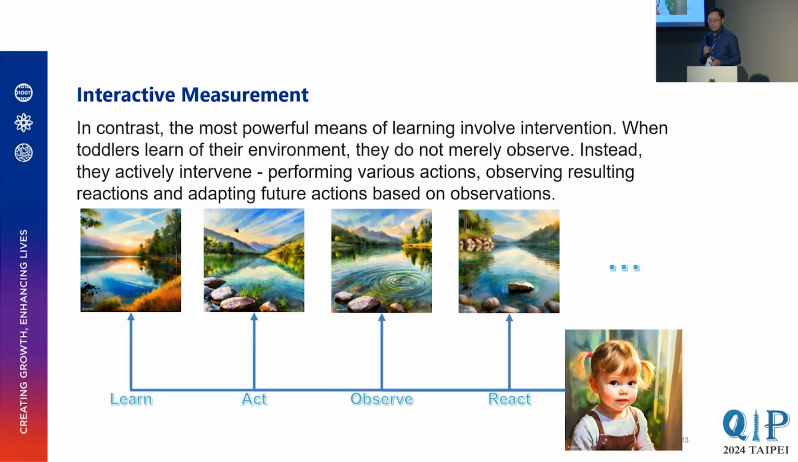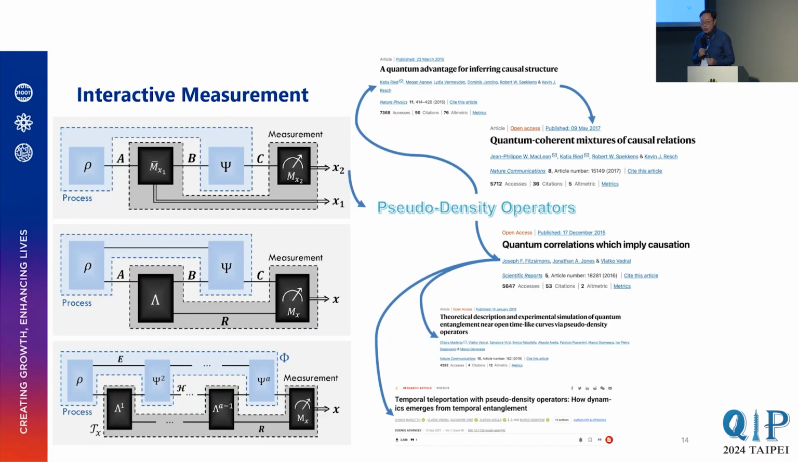For example, even a toddler who wants to gain information from her environment will not just stay still until she can perform some measurement. She will do some intervention, like throwing a stone onto the lake surface and seeing the result. And based on this result, she will do it again to understand the relation between her action and the lake surface. To formulate this kind of simple idea in the quantum world, we can think about the general interactive measurement.